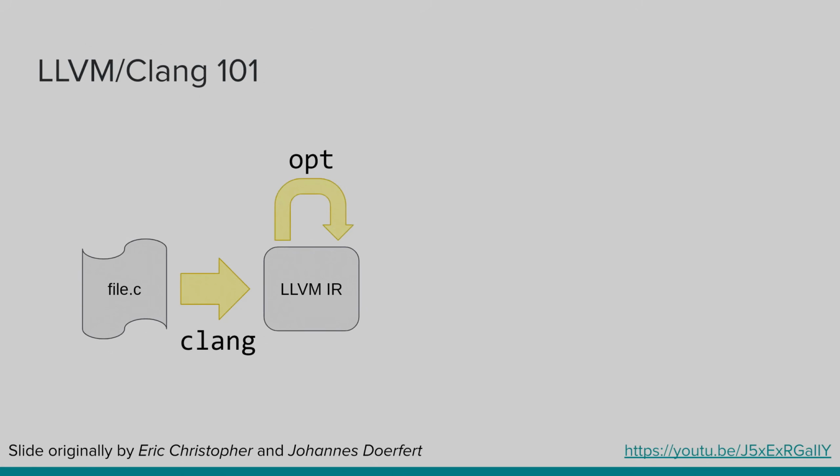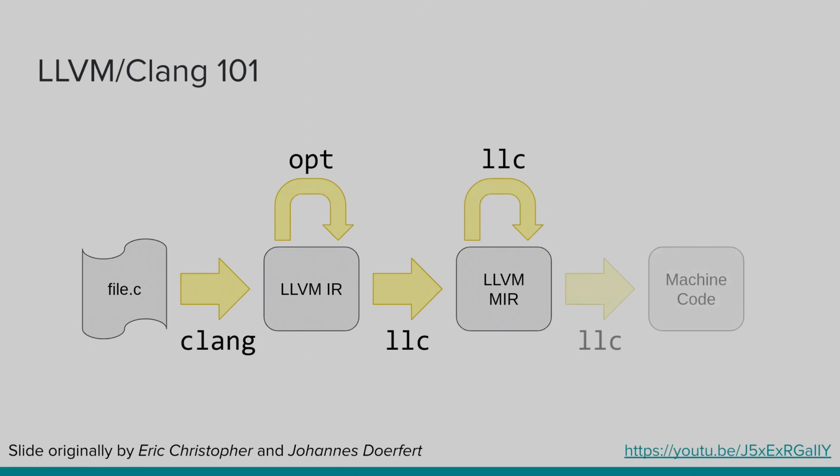And then with LLC, you generate LLVM machine IR, and then you can actually optimize the machine IR as well. So a certain kind of optimization only happens on the machine IR, and then you generate machine code from that.